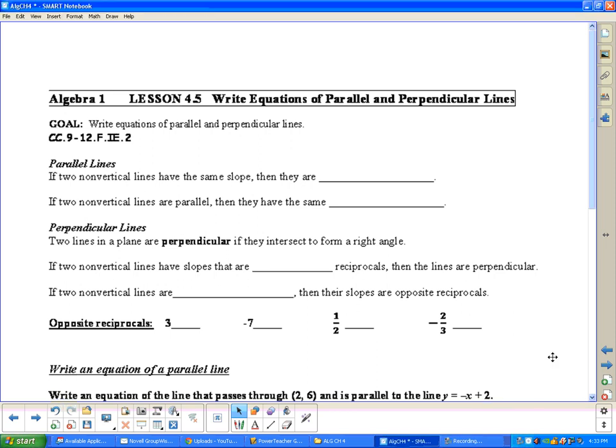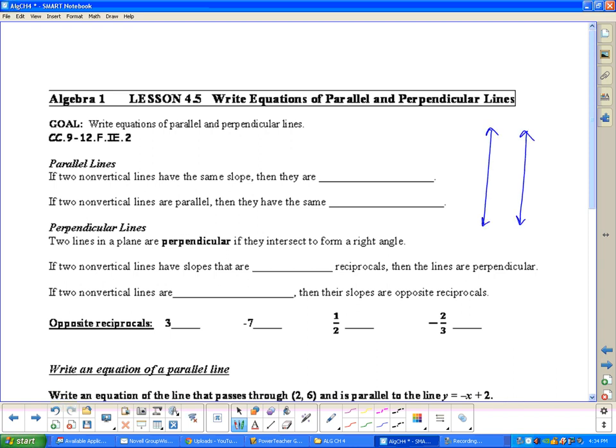All right, lesson 4.5, writing equations of parallel and perpendicular lines. So to go along with all three of those forms of equations that we've been talking about, there are different ways that we can look at these lines. So we have parallel lines, and if you think of parallel lines as railroad tracks, they never cross except at certain intersections. But two lines are parallel if they never cross.